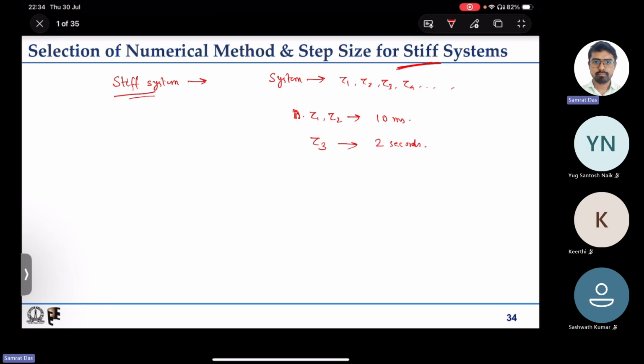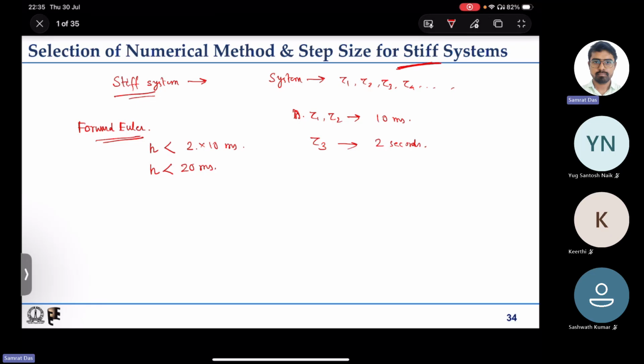So in the case of a stiff system, if you want to solve the entire system using forward Euler, what does it tell you? The forward Euler method tells you that the time step has to be less than 2 times the fastest time constant, that is T min. In this case it is 10 millisecond. So h has to be less than 20 millisecond, from the stability criteria.